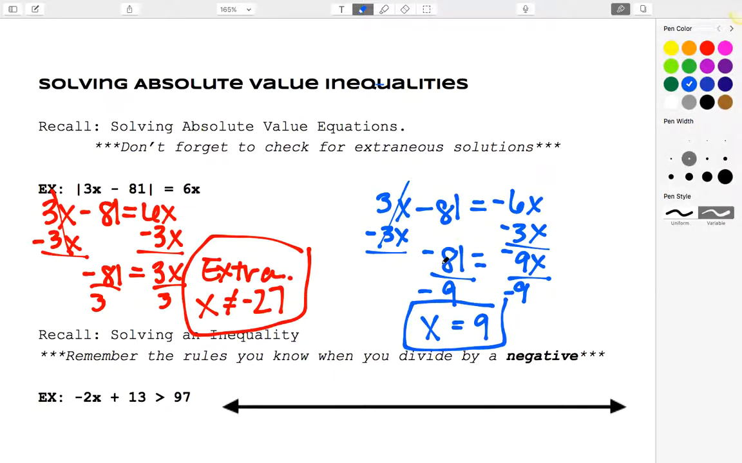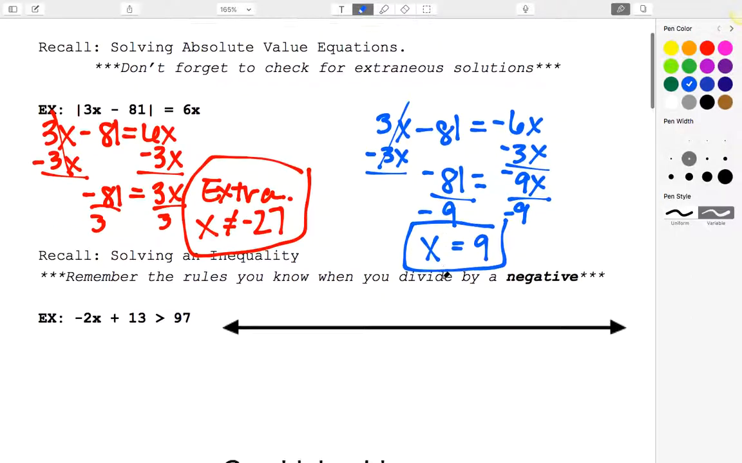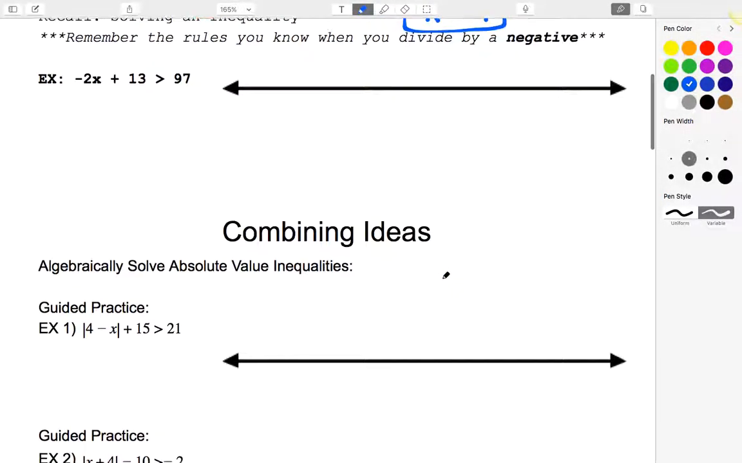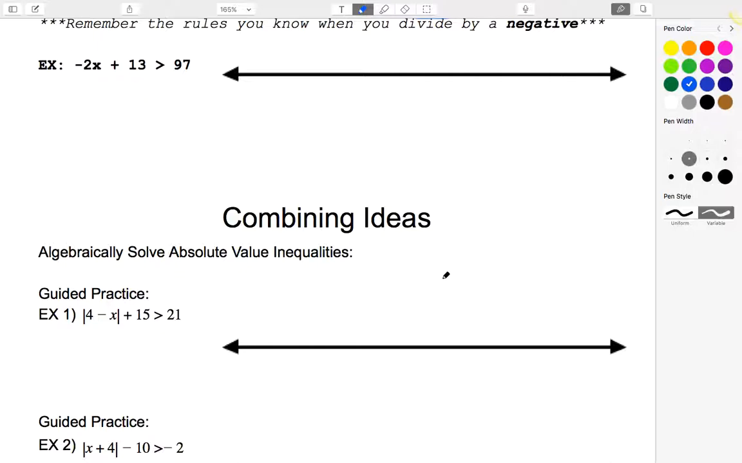So that's just a quick reminder on how we solve absolute values. When I come down here, I wanted to show you guys how to graph an inequality, like kind of refresh your mind on that. Now, realize that I'm actually not working with an absolute value. There are no absolute value bars on this one. So I'm just going to go ahead and solve this linear inequality right here. So first thing I need to do is work on getting the x by itself. So I'll need to move that 13 across. When I do, I get negative 2x is greater than 84.